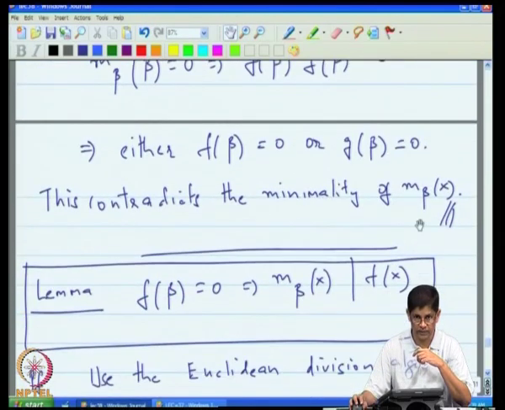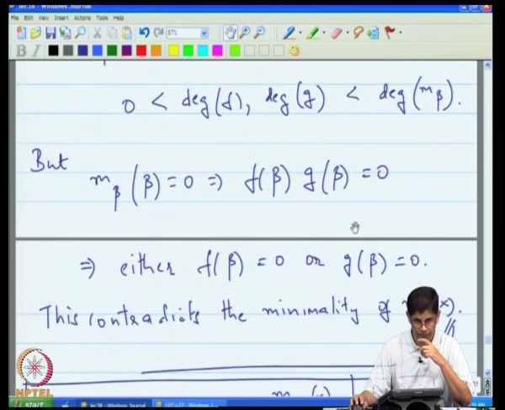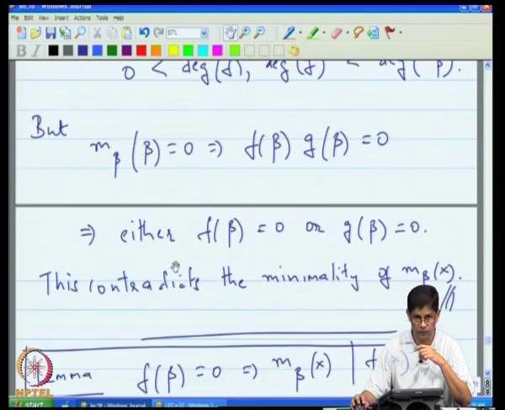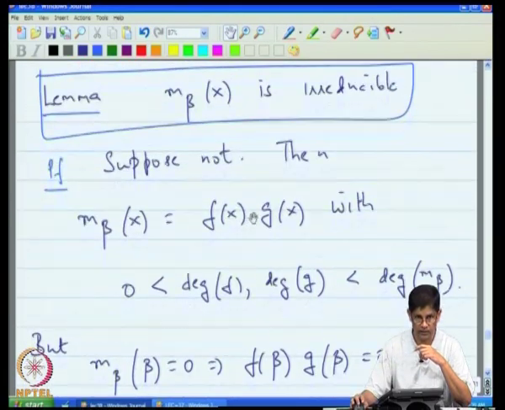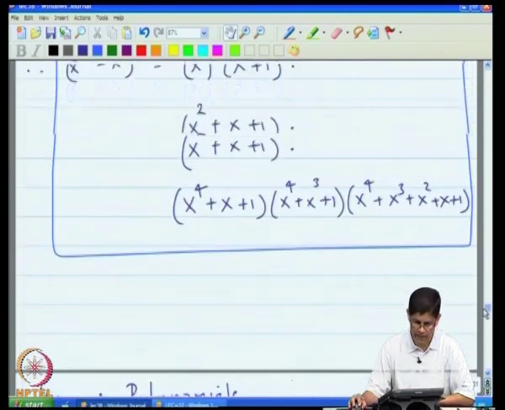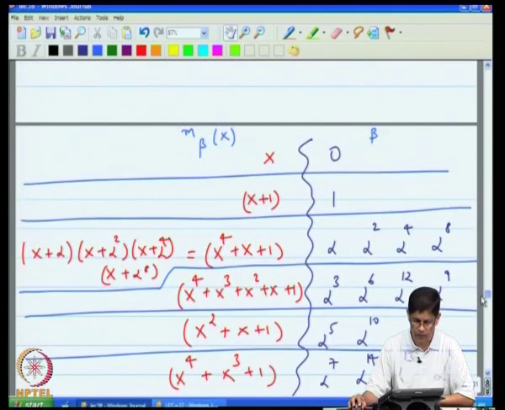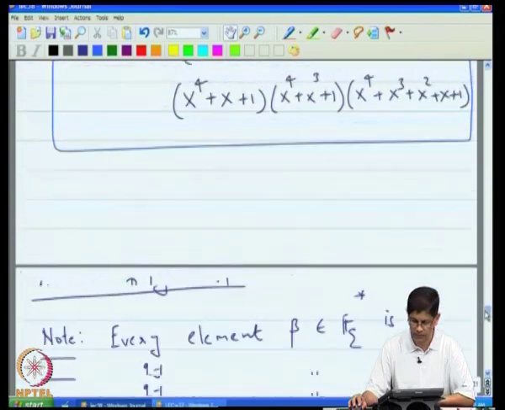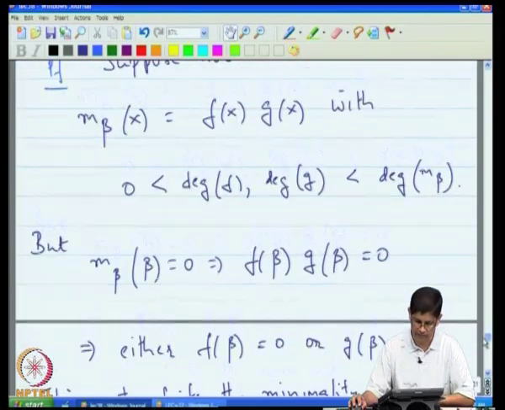So, the only conclusion that we can draw is that it cannot be that you can factor m beta of x. So, it must be irreducible. So, the minimal polynomials are always irreducible, and in fact, we actually saw that, because I already told you that in this listing here all the polynomials that you are seeing here are irreducible. So, that lemma just told us, well, that must always be the case.